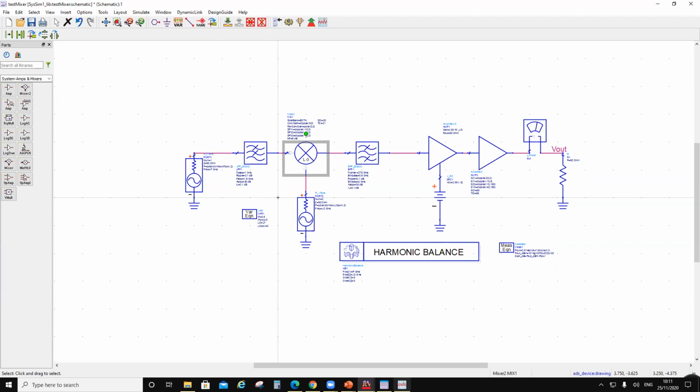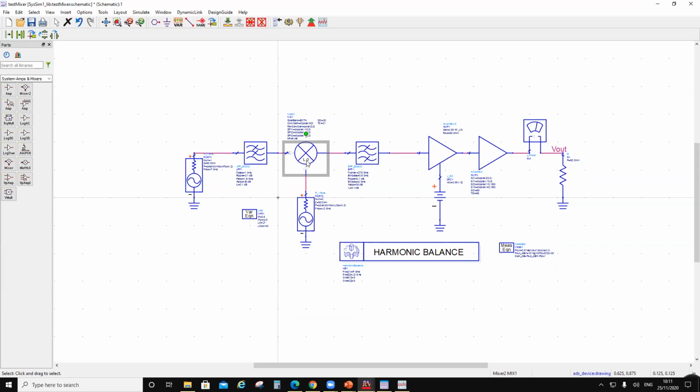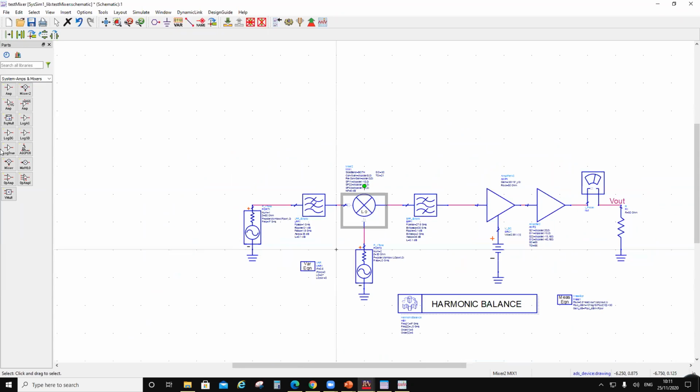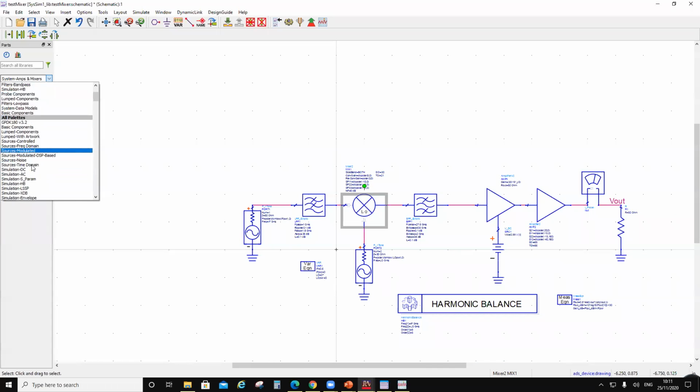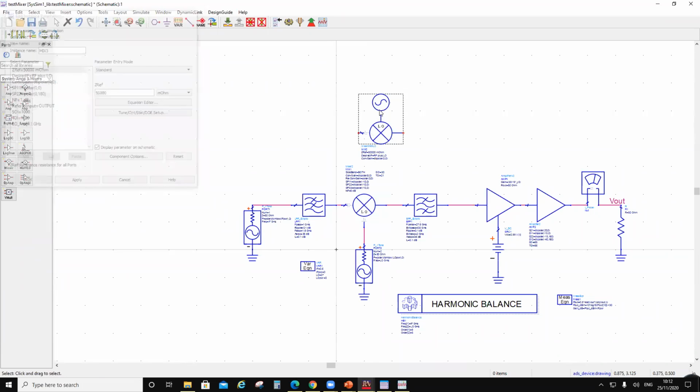Now we are here. Now what we are going to do is replace this with what you call a 2-terminal device. So instead of using this mixer, I'm going to use a mixer with the same characteristics. These numbers are going to be the same, but I'm going to use a mixer with LO. So there is a mixer with LO here. That's this mixer with LO.